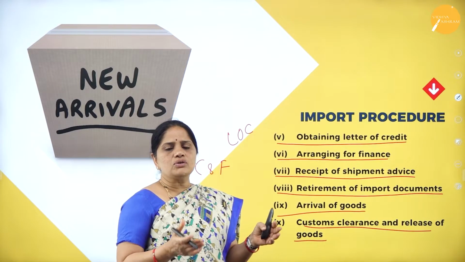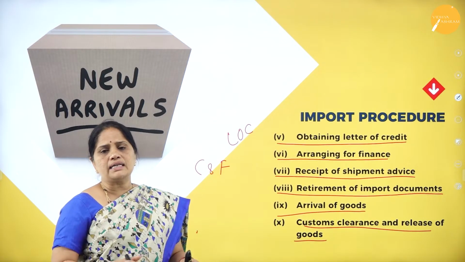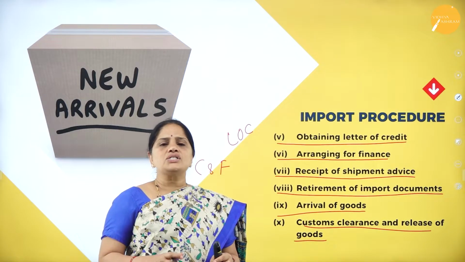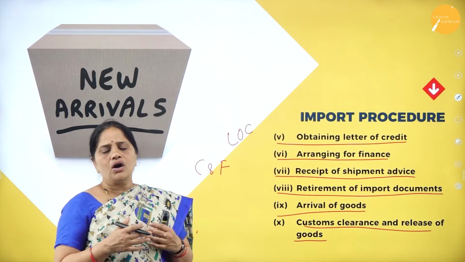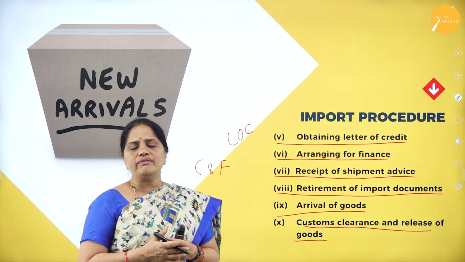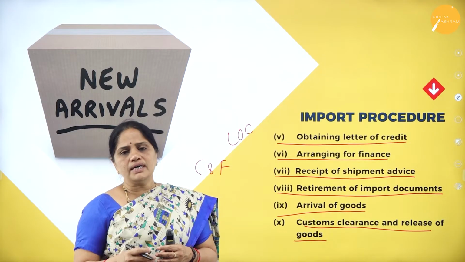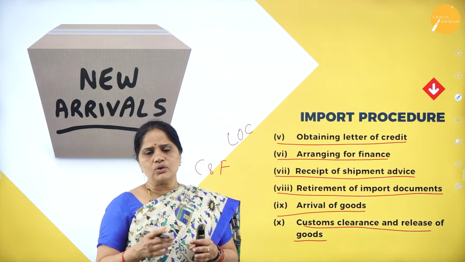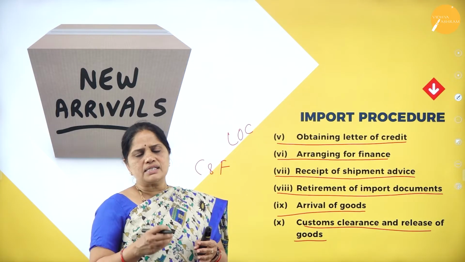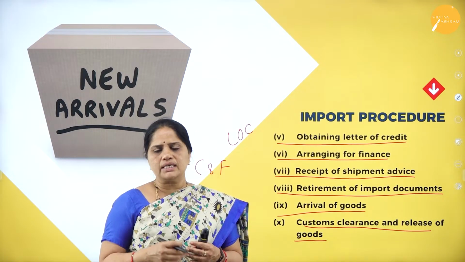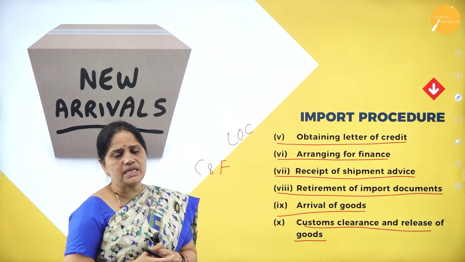Now, once the goods have reached, and he has unloaded the goods from the ship and the goods are in the dock, he has to pay the dock fees to the dock authorities or the port trust authorities, whoever is there. They will issue a dock receipt for the payment for the goods which are there in the dock. After receiving this dock receipt, the goods have to go forward for customs clearance.